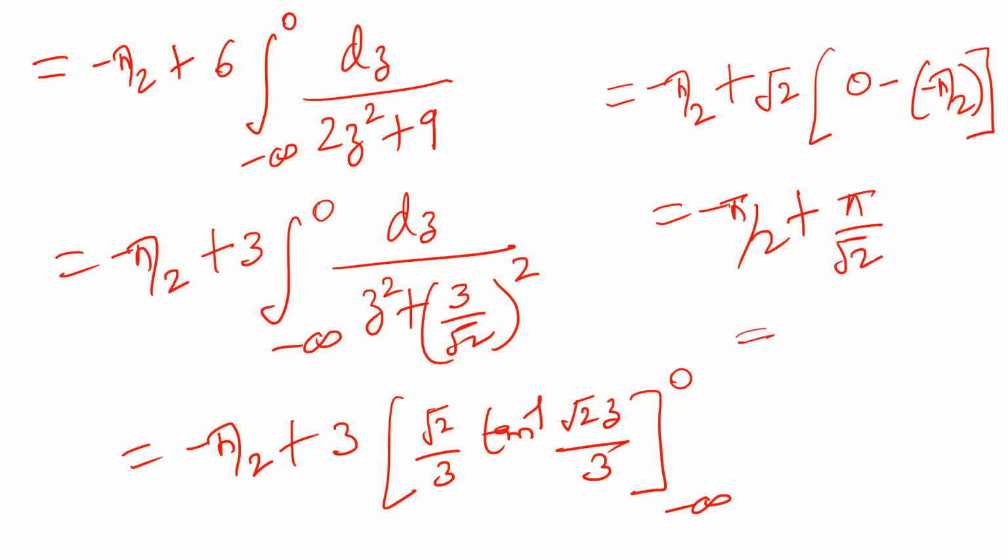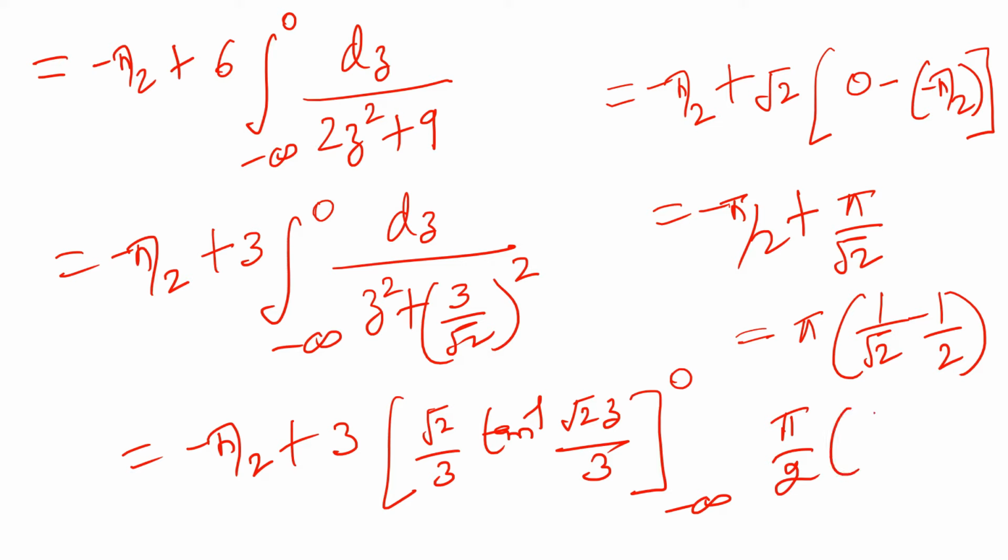Fine students. So if I take pi common, I'll be getting 1 upon root 2 minus 1 upon 2. Or if I take the LCM, I'll be getting pi by 2 into root 2 minus 1. So students, this is the right option. It is option number C. So it was a nice problem, quite a different problem, and such kinds of questions can be asked in exams like JEE Advanced. Now students, we move towards the next problem.